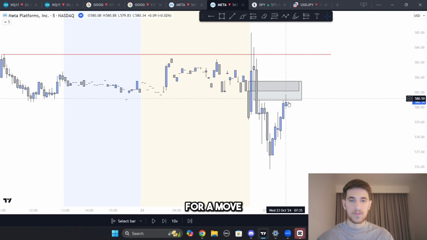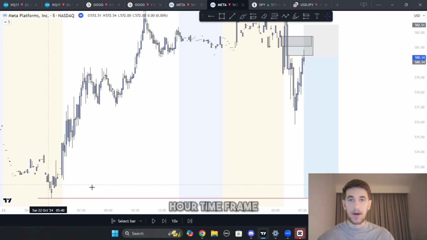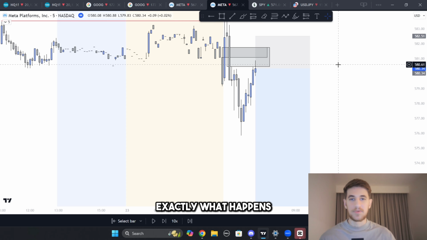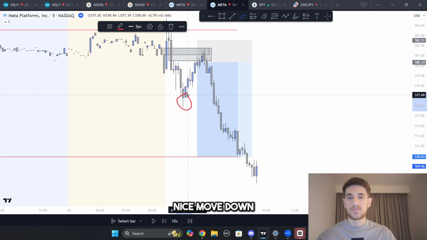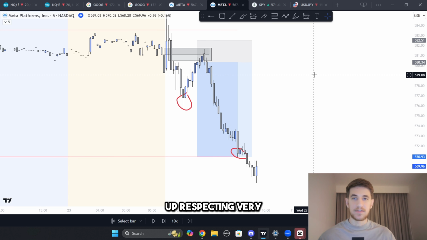So we'll take our entry on this candle with a stop loss again right above the high of the middle candle, and for our target we're going to look for the next significant low, which in this case is right over here. Or again, if you want to be way more extreme and riskier, you go for the next level on the 1-hour time frame. So everything on this setup is perfect, and the only thing left to do is let it play out. So let's go ahead and see exactly what happens on this trade. We get a very nice move down to this low, and we also get a move down to that 1-hour time frame low. So both of those levels end up respecting very well.